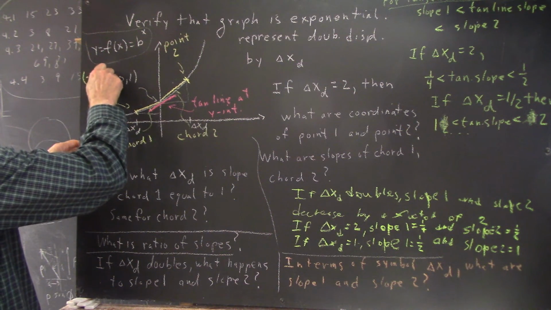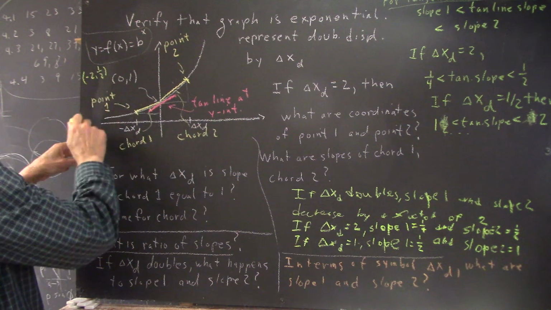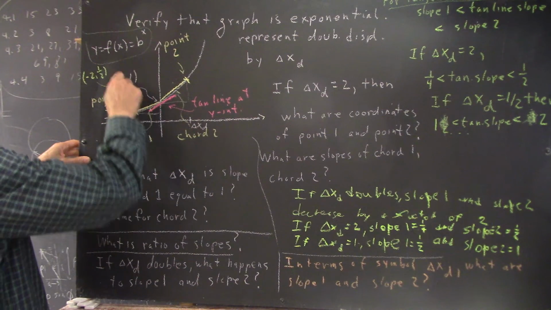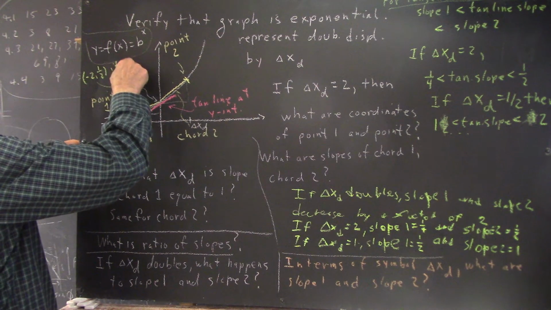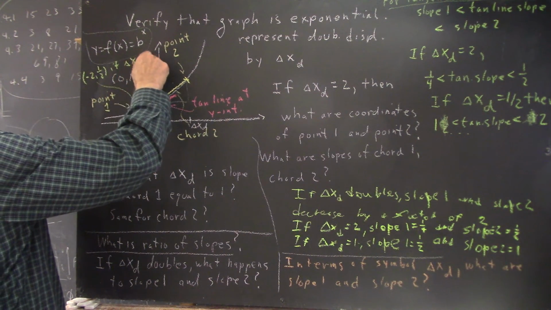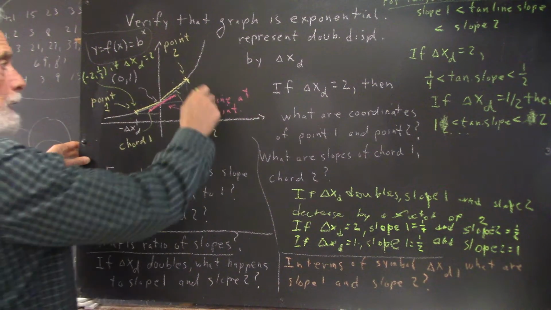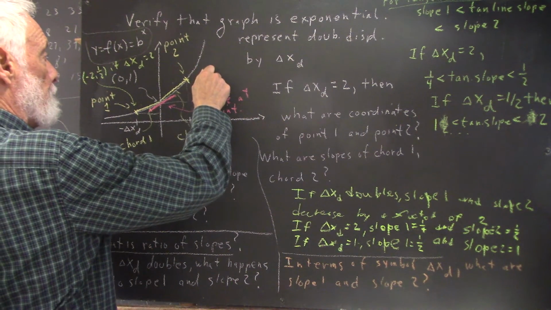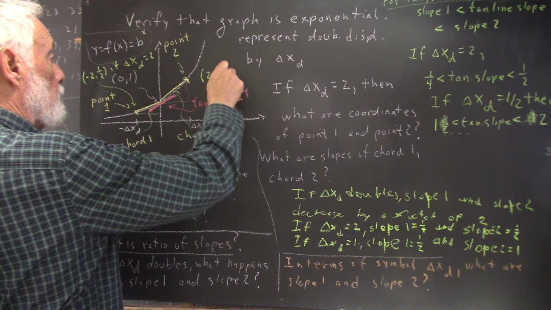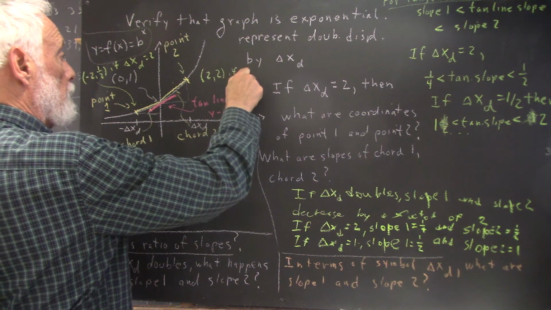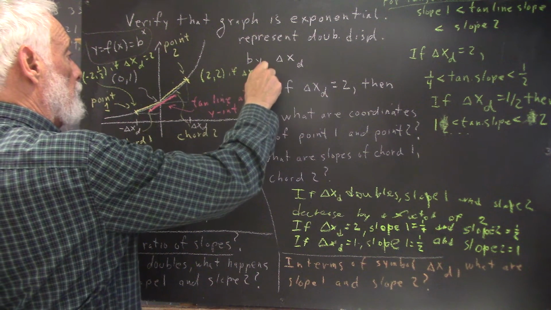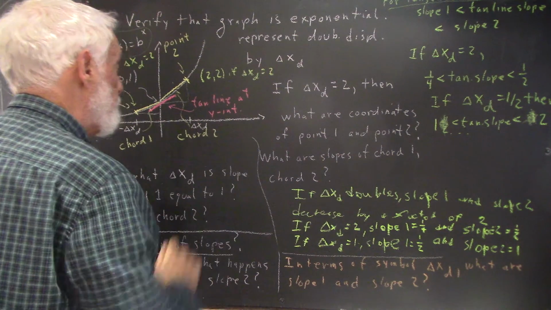So this point is -2, 1/2, if delta x d equals 2. And this point is 2, 2. Again, if delta x d equals 2.